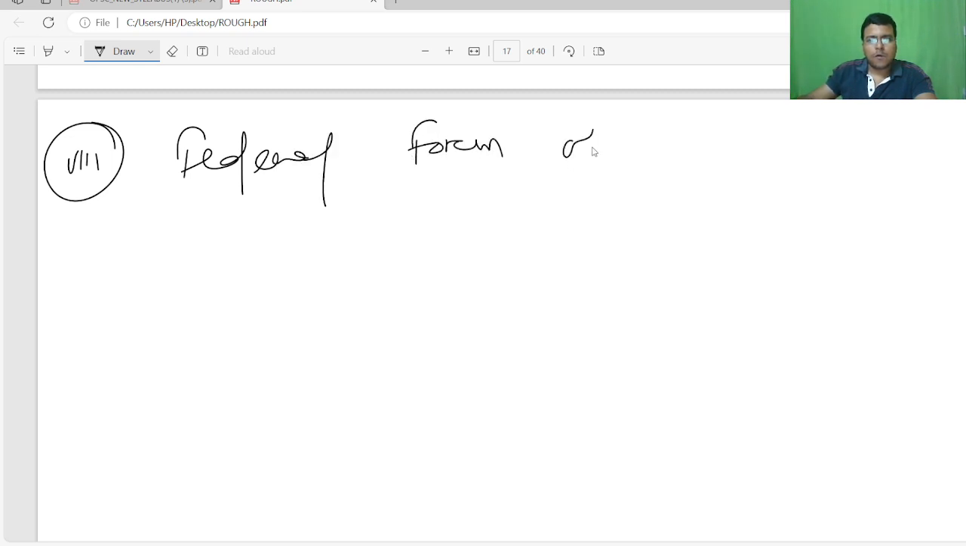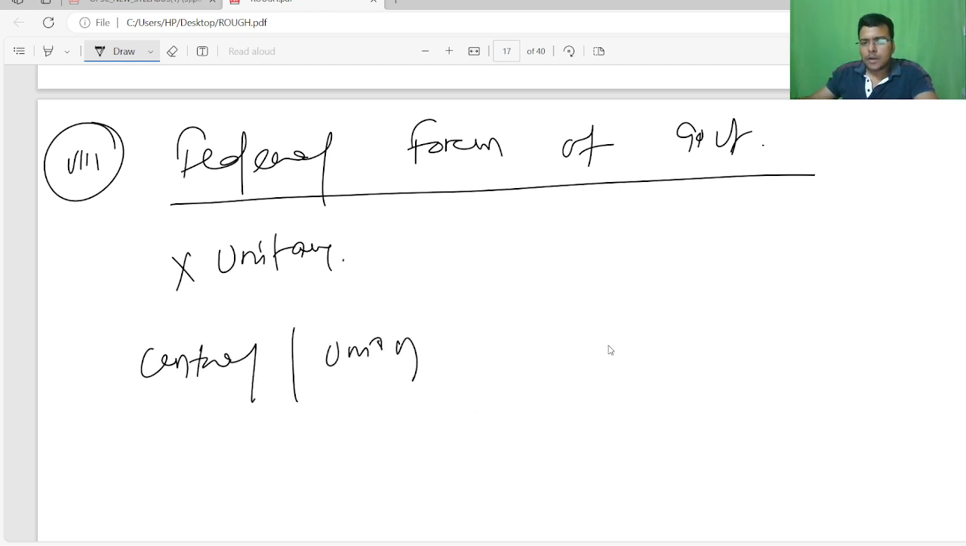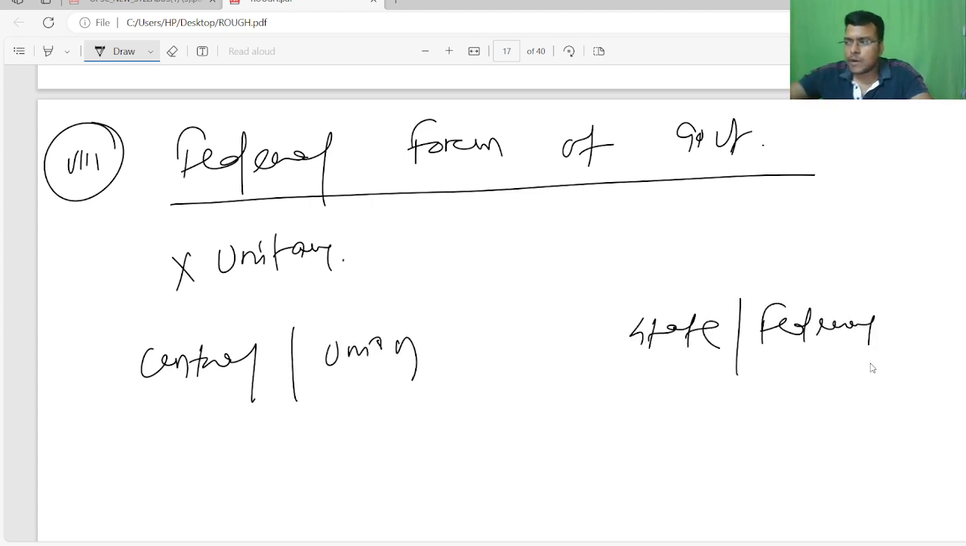Federal form of government. Federal form, that is not unitary. We have both the central or union government and state or federating units. So this is federal form of government, central and state. We are not a unitary country. Federal feature.